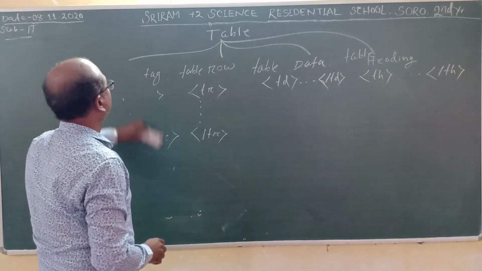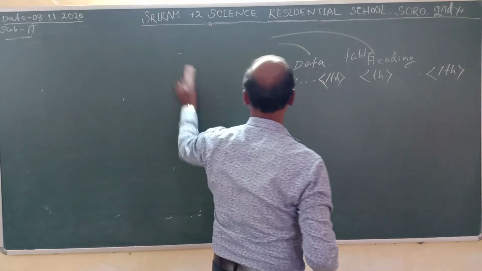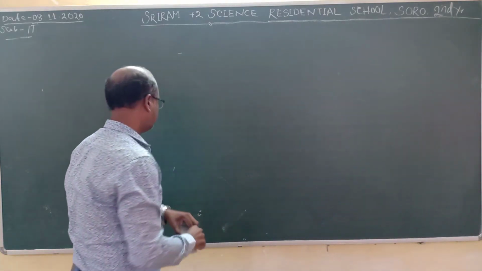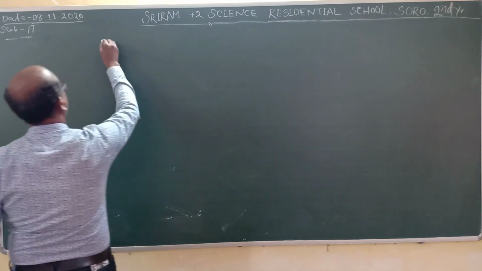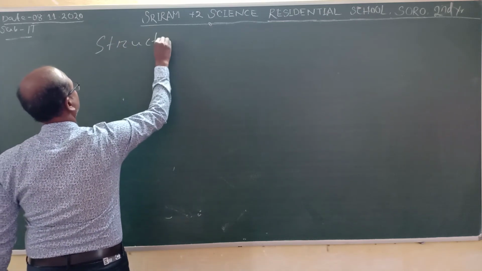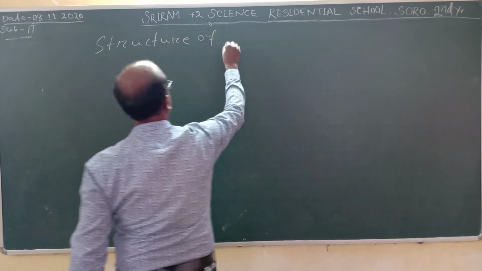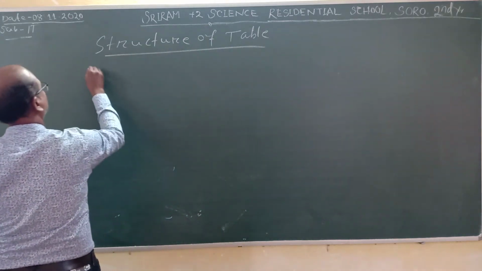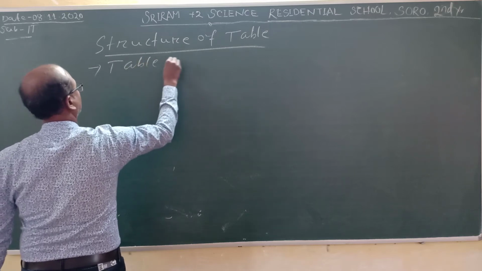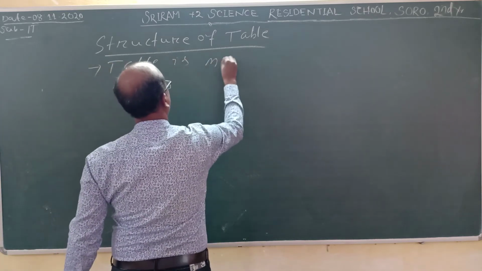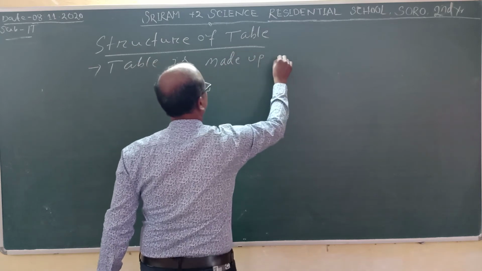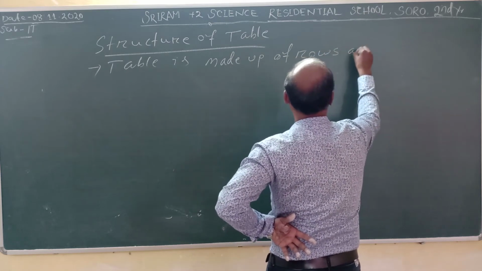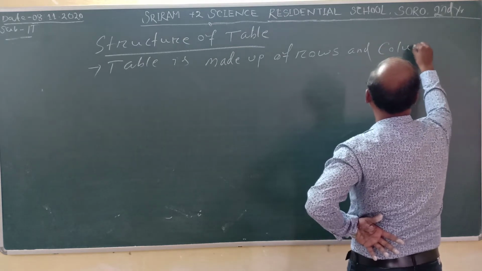Then one by one, I am preparing the structure of a table, and after that we will program on it. First part: structure of the table. A table is made up of rows and columns.